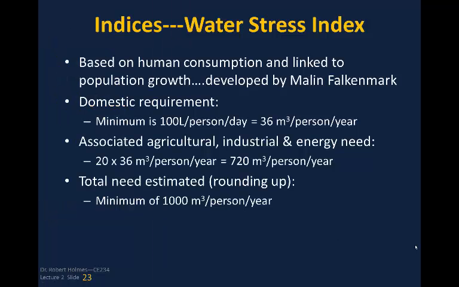As I mentioned, an index such as the water stress index is based on human consumption and linked to population growth. If we look at a minimum requirement of 100 liters per person per day that's available to us, and agricultural, industrial, and energy need being 720 cubic meters per person per day. So if we add those two together and round up, we're looking at a minimum of 1,000 cubic meters per person per year to have a sustainable, low water stress index.